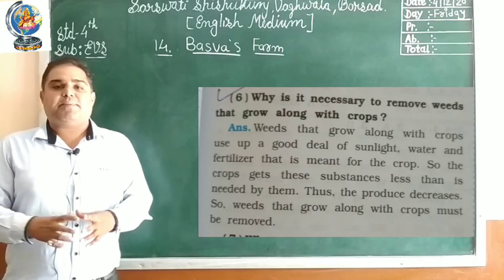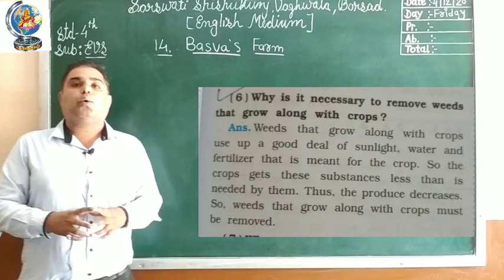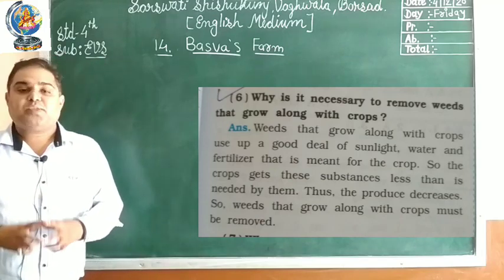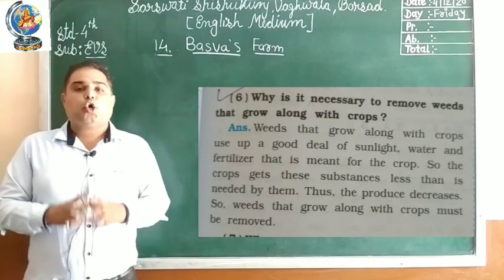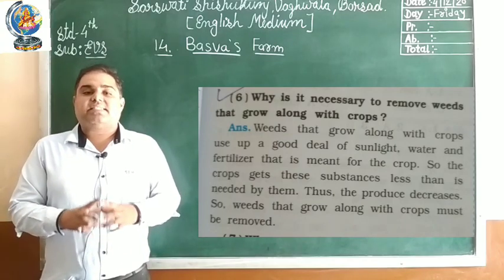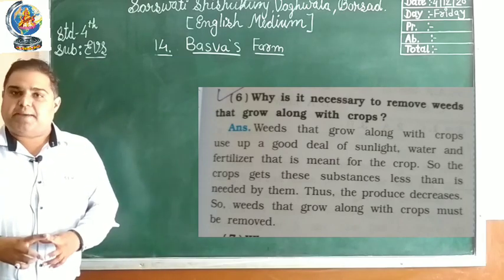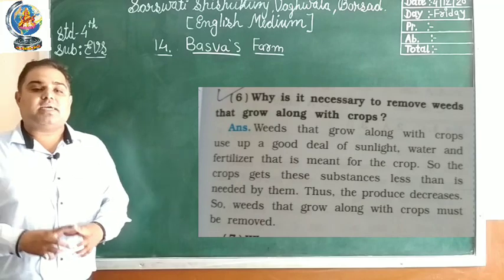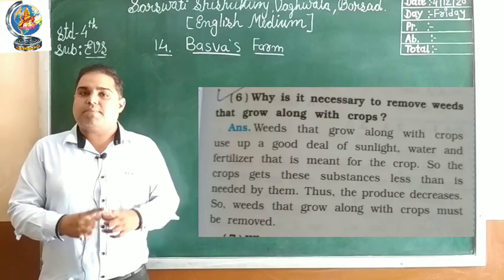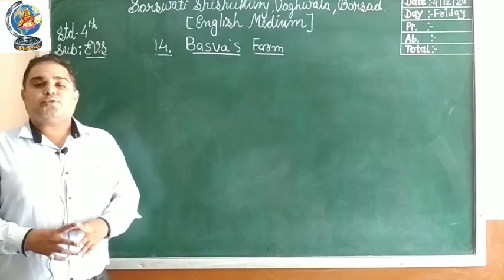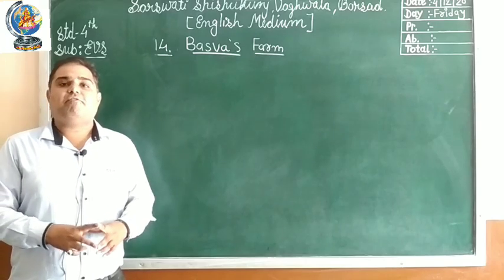So students, let me again repeat the answer. Weeds that grow along with crops use up a good deal of sunlight, water and fertilizer that is meant for the crop. So the crop gets these substances less than is needed by them. That is why the produce decreases. So weeds that grow along with crops must be removed. So students, these were the answers of the exercise or your worksheet.